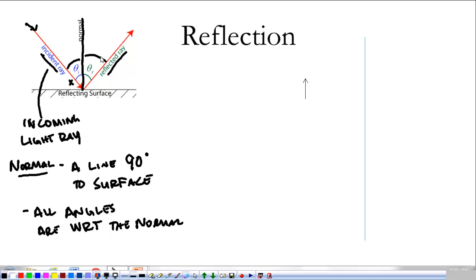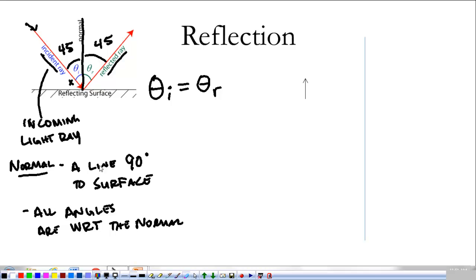This gets important when we talk about curved reflecting surfaces, and I'll show some of those in class, but it's reflection with respect to the normal. And for reflection, the angle of incidence has got to be equal to the angle of reflection. If this thing comes in at 45 degrees, guess what? It has to leave at 45 degrees. That's how all reflection works.